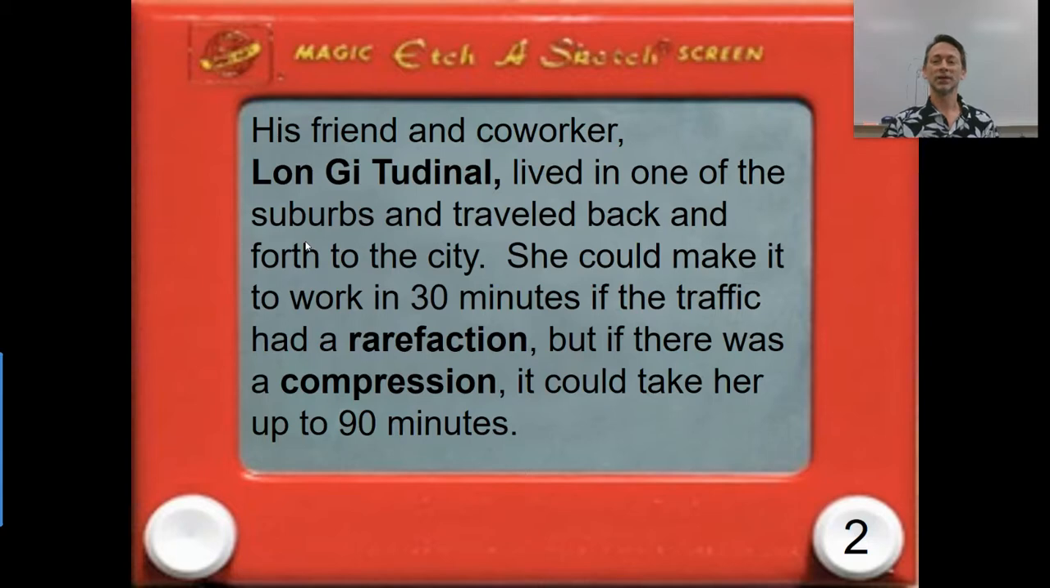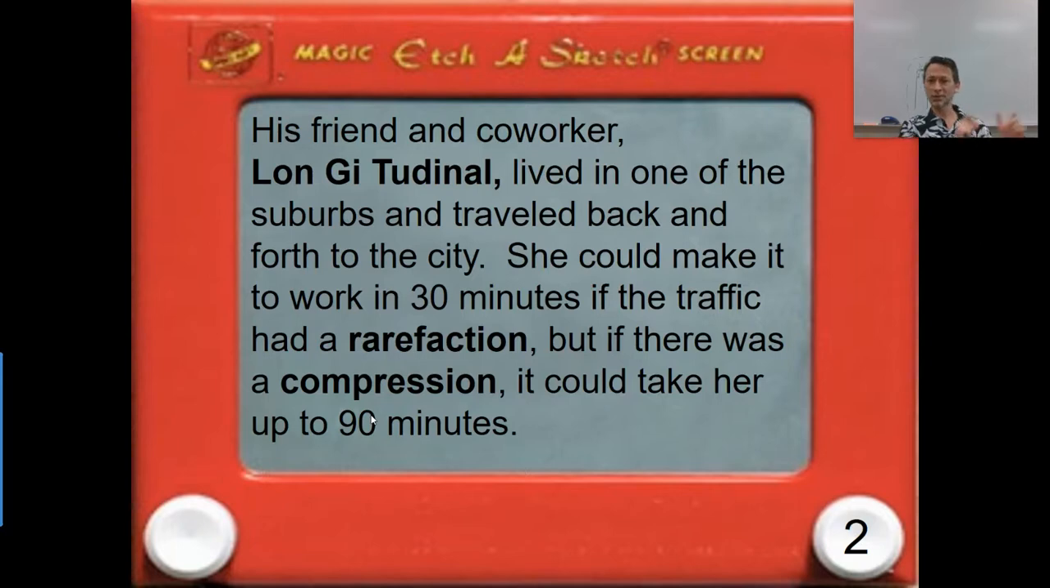So his friend and coworker, Longitudinal, this is the other kind of wave. It's a wave that goes back and forth instead of up and down. So a transverse wave, notice back here, it goes up and down, the crest and the trough. A longitudinal wave goes back and forth, and where those compressions happen, the molecules are pushed together as if there were more traffic at that point. And the rarefaction is where the molecules are further apart, as if there were less traffic at that point.